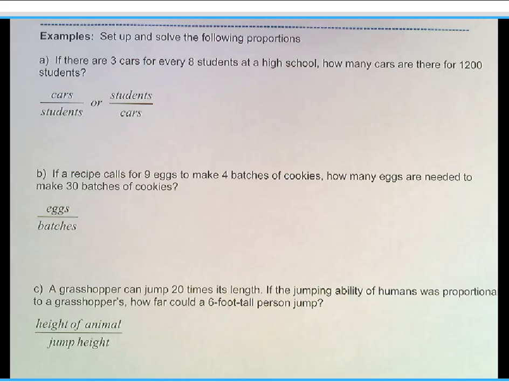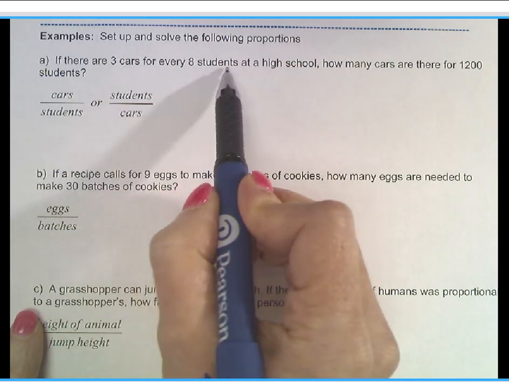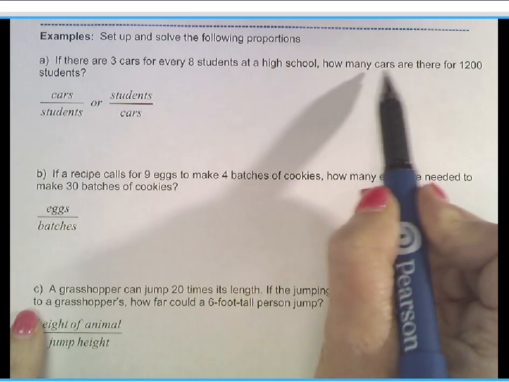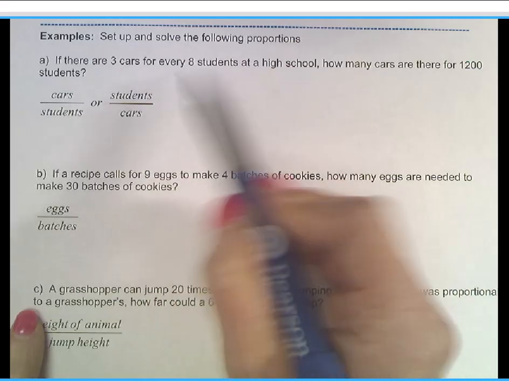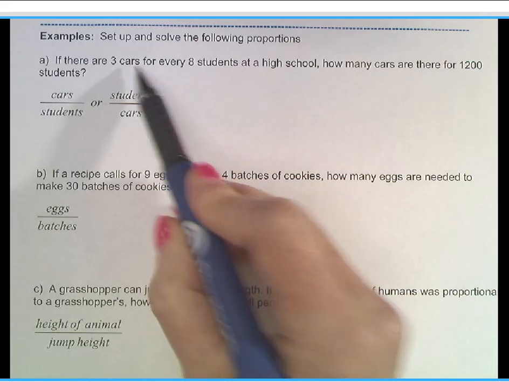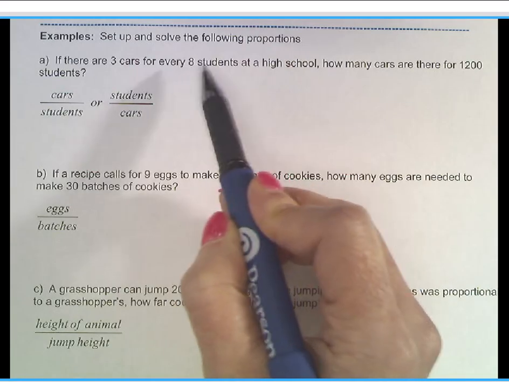So let me show you 5 different examples and how you would set them up. So the first one says, if there's 3 cars for every 8 students at a high school, how many cars are there for 1,200 students? As you read the problem, you can see they're counting cars and they're counting students. So those are the two things that we're going to be comparing, cars to students.